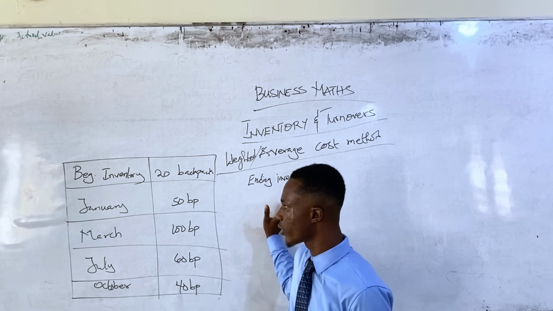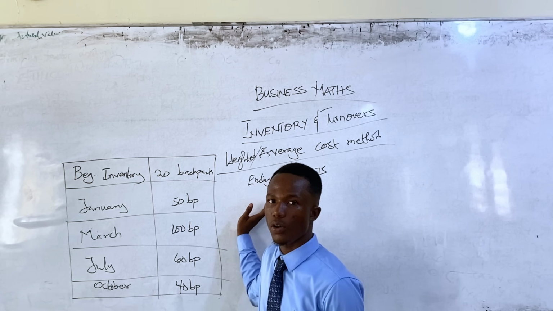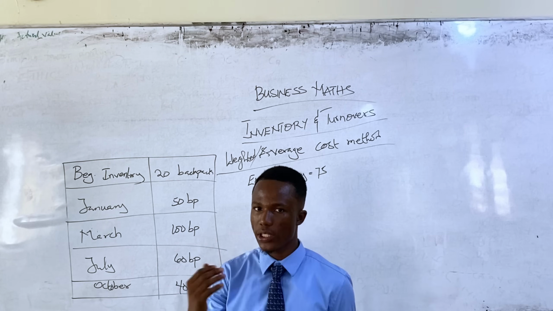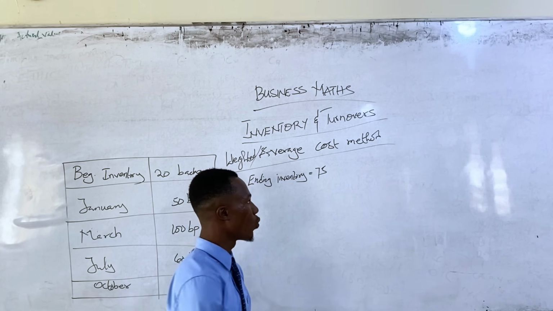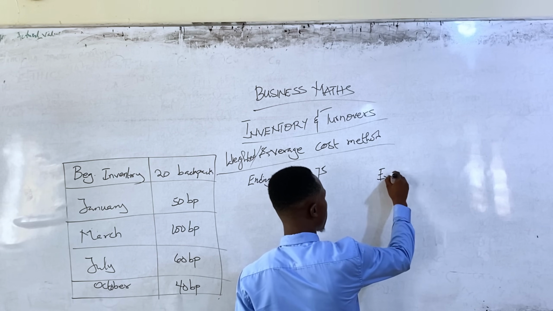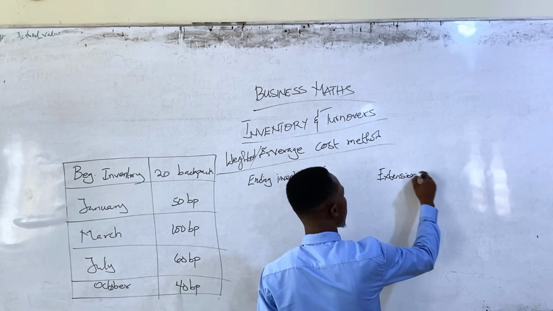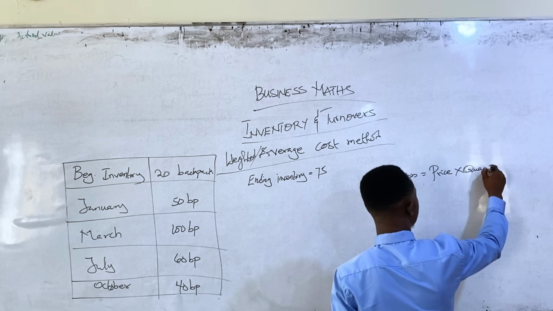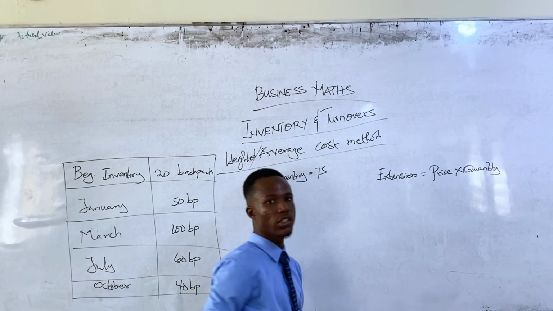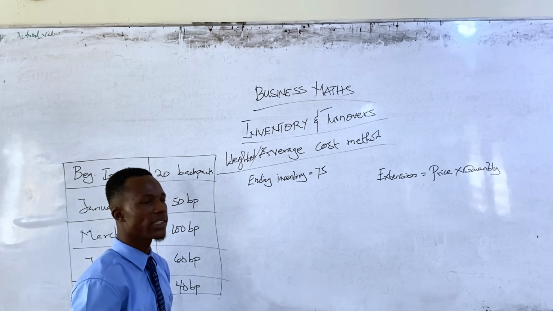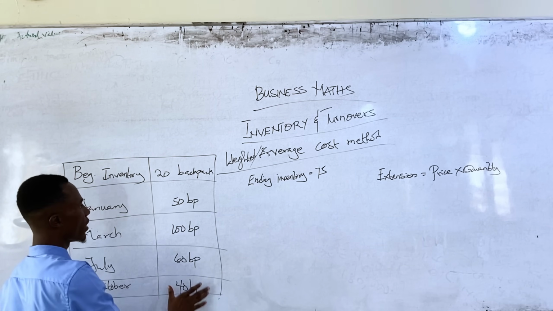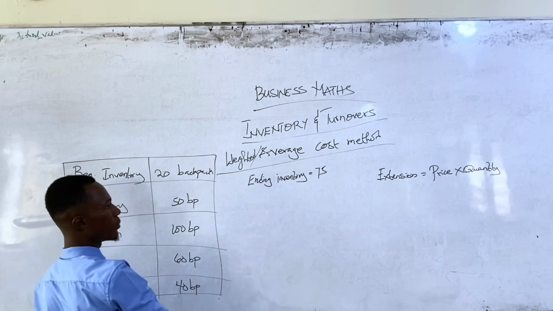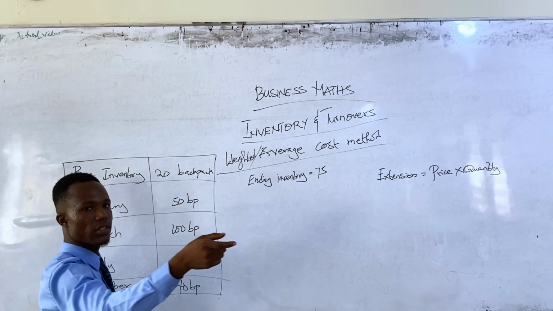So now they want to calculate the average cost of this inventory, right? So what we are going to do is, don't forget the formula, total extension, right? And when we say extension, what do we mean by extension? Extension is equal to price times what? Quantity. Your extension is equal to price times quantity. So before you get the total extension, you need to find the extension for this, extension for this. Then you add them to get what? The total extension. I hope you get it.